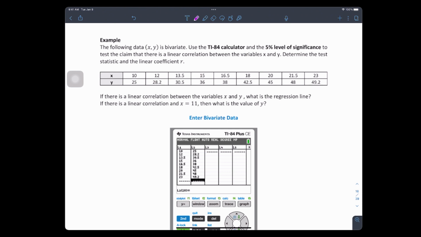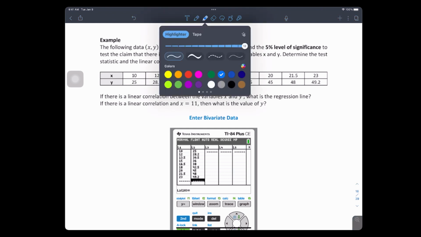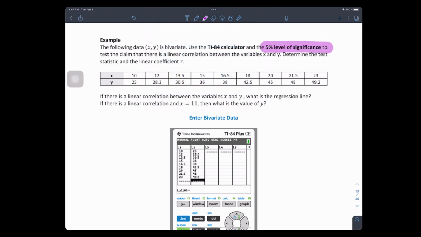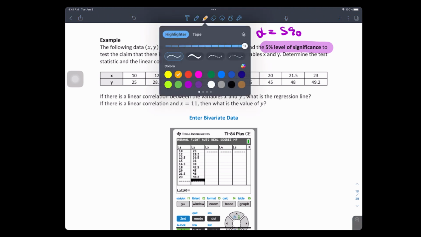So here they're saying, here is some bivariate data. Use the TI calculator with a 5% level of significance. There's my alpha. To test the claim that there is a linear correlation between the variables X and Y. Determine the test statistic and the linear coefficient R. So this is just some regular old data. X versus Y right in here.